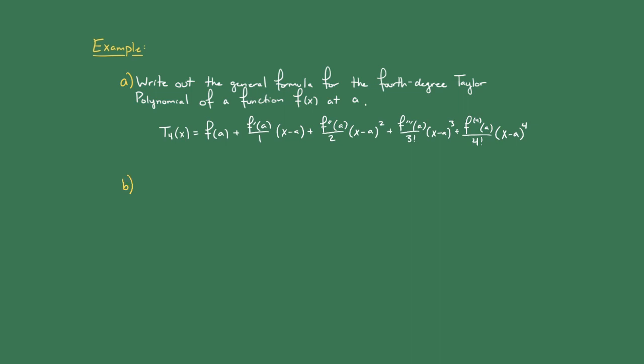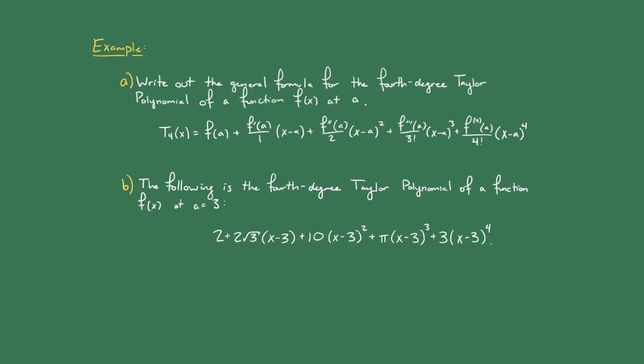But now for part B, suppose that the fourth degree Taylor polynomial of some function f of x at the point a equals 3 is given by 2 plus 2 square root of 3 times x minus 3 plus 10 times x minus 3 squared plus pi times x minus 3 cubed plus 3 times x minus 3 to the fourth. And now the question is, what is the second derivative of f at 3?